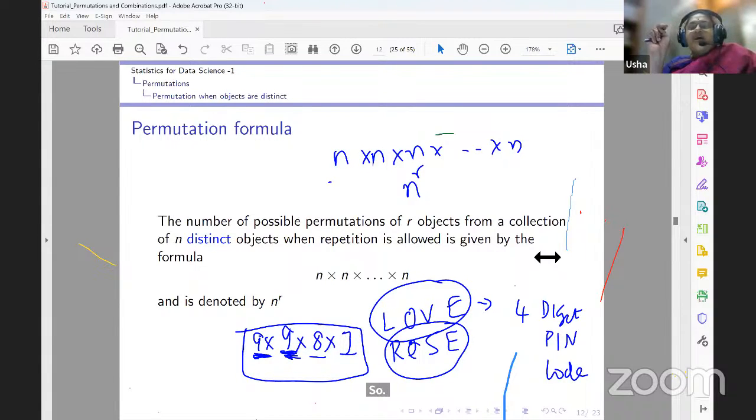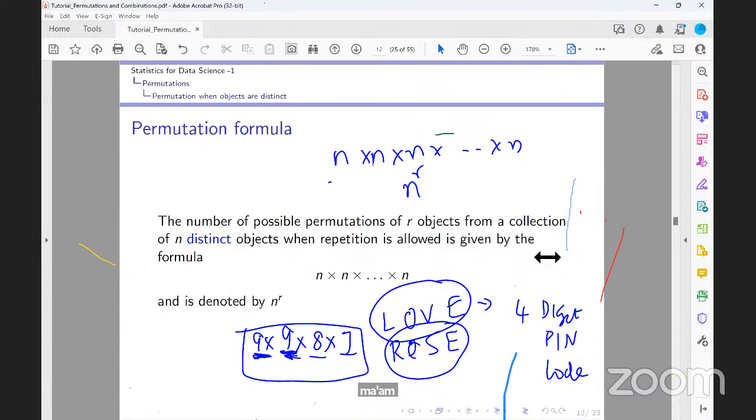A lot of variation. Suppose I say that you can have an alphanumeric code. So now you see how the complexity keeps increasing. The idea is the same. You all understand? The idea is the same.